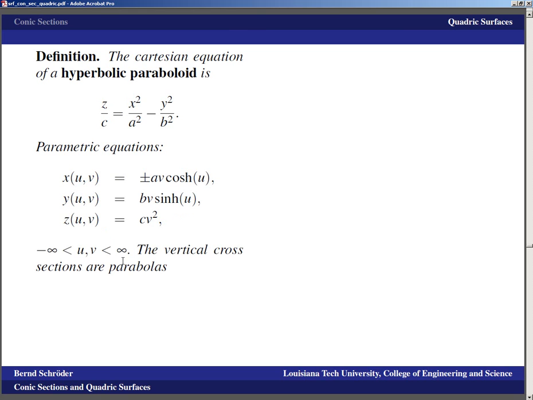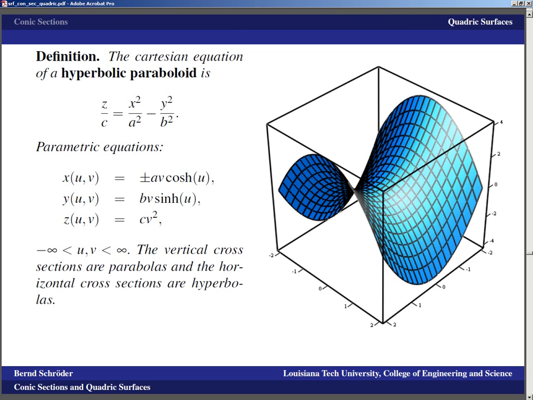And then the vertical cross sections are parabolas and the horizontal cross sections are hyperbolas. I'm currently not sure if we actually need the plus minus if we let v go from minus infinity to plus infinity, but it can't hurt. Okay, so what do we get? Well, we get something that has parabolic cross sections with parabolas that open upwards in the x direction.